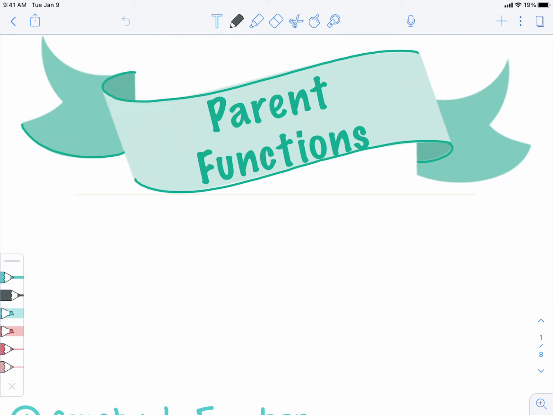Talking about parent functions, and then we're going to use our parent functions in order to review all of your skills of transformation. So you should have last year kind of talked about transforming quadratic functions and cubic functions, and you kind of moved them around a little bit.